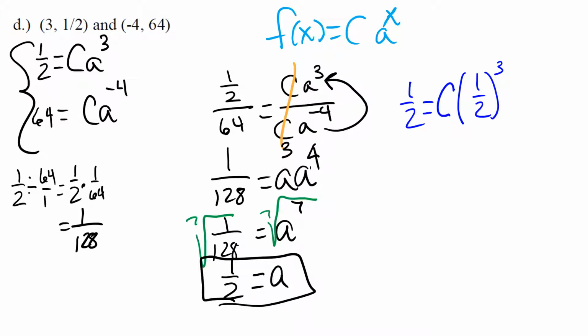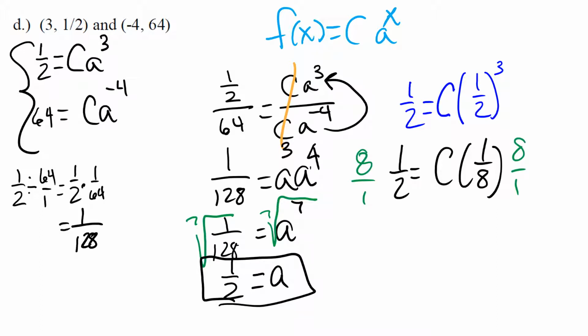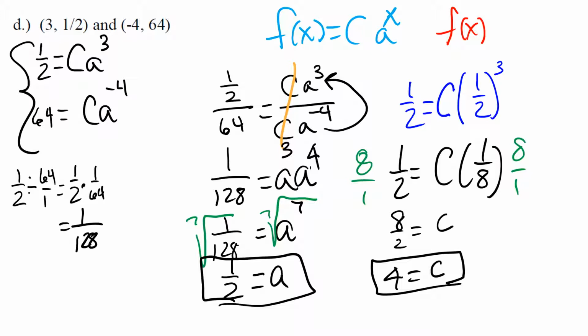Quick reminder, if this is 1/2 raised to the 3rd, that's 1 to the 3rd over 2 to the 3rd, which is why when you continue this, it becomes 1/8. To get rid of a 1/8 from both sides, you just multiply both sides by the reciprocal, 8 over 1. And on this side, I get 8 divided by 2 equals c, and 8 divided by 2 on a good day is 4. And I found my c. So I'm done. All I have to do is finish this out by saying the exponential function that goes between these two ordered pairs is f of x equals 4 times 1/2 to the x.